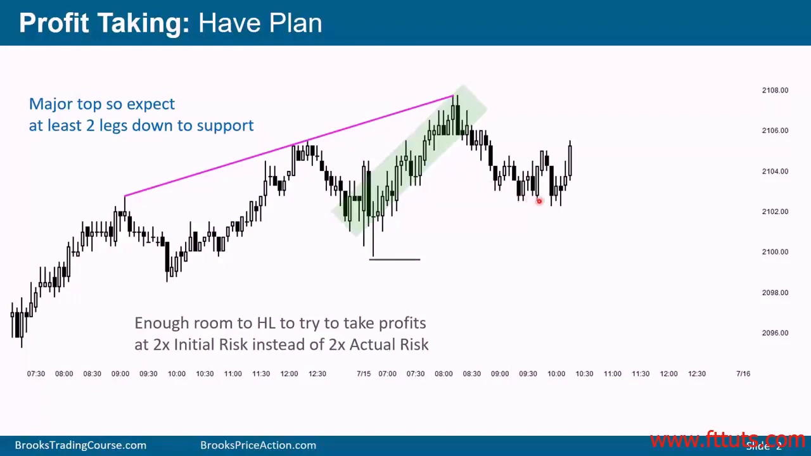This might be the second leg, this might be the second leg, or this could be the first leg and then a triangle and then a second leg. You don't know for sure until you see it play out. A trading range around a 50% pullback after a wedge top, that is common, but it's still reasonable to hold short.